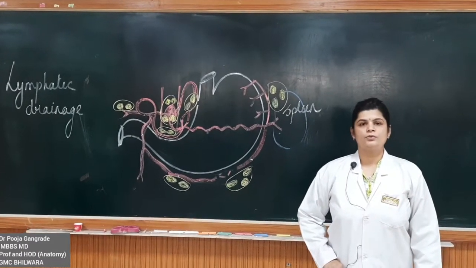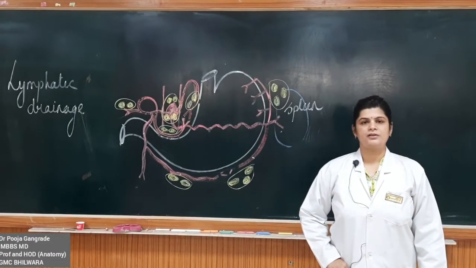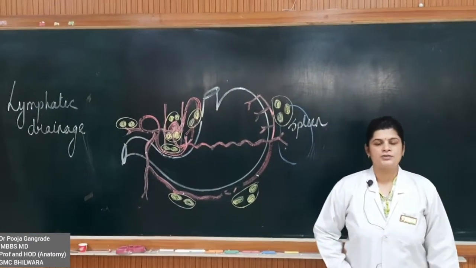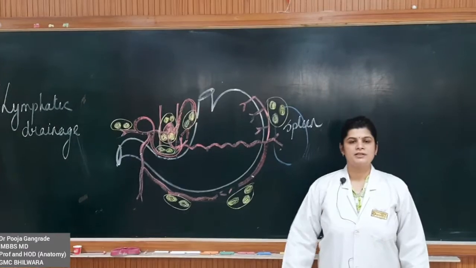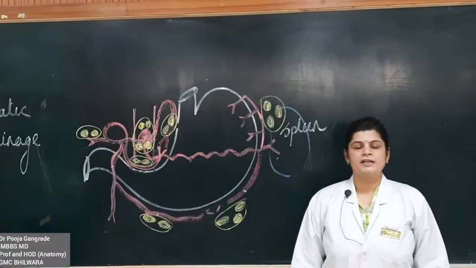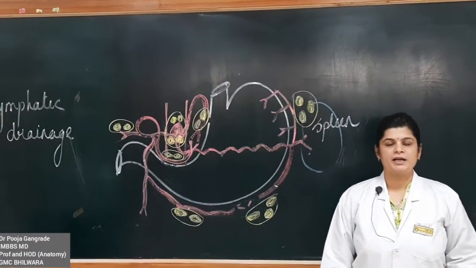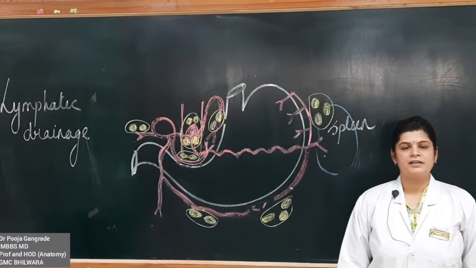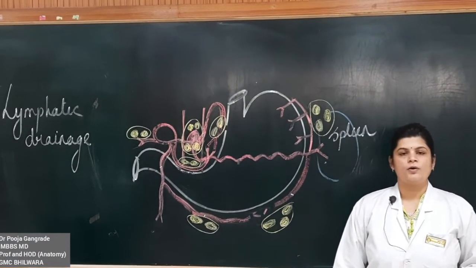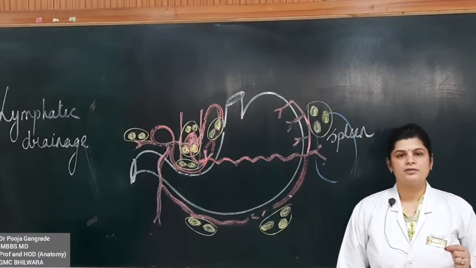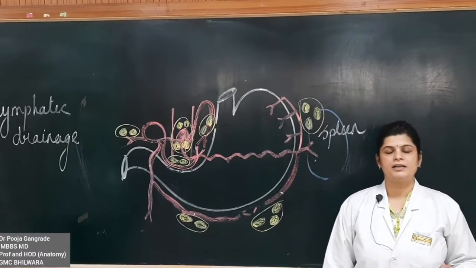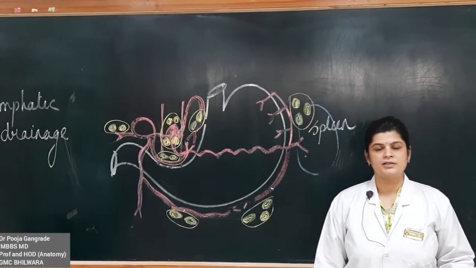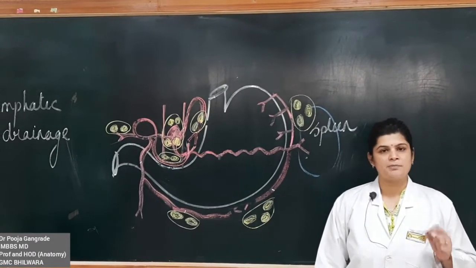Okay, now let's go down to the lymphatic drainage of the stomach. Remember, lymphatic drainage of the stomach is very important because it is of clinical application. There are a lot of applied anatomical features related to the stomach, and lymphatic drainage plays an important role. Always remember, the lymph drains along the arterial and the venous drainage. So if we know the arterial drainage, we know where the lymph nodes are present.